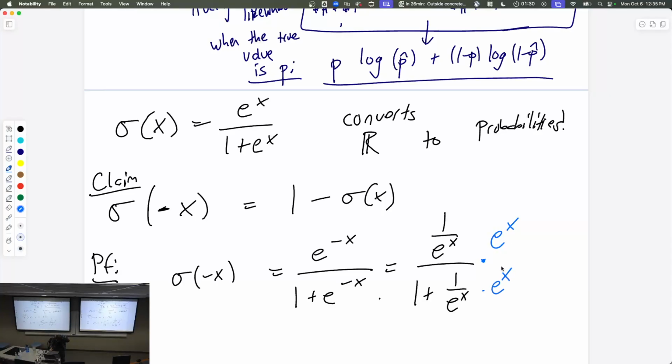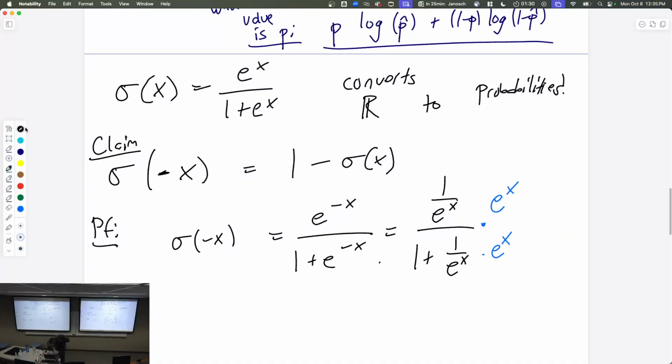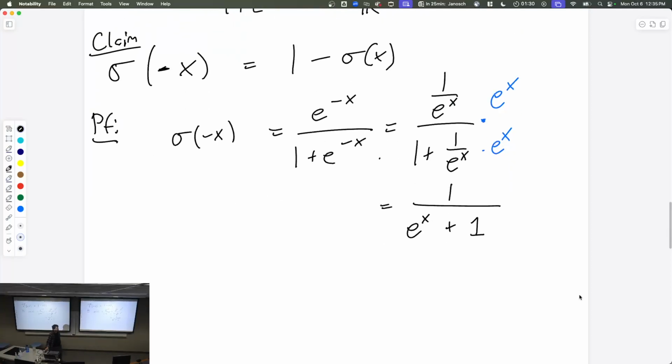So times this by e to the x, and then you get 1 on the top, since e to the x over e to the x cancels. And then on the bottom you get e to the x plus 1, right? So 1 plus e to the minus x became e to the x plus 1, kind of like flip-flop. Okay, and 1 over e to the x plus 1, how is that related to the original sigmoid?